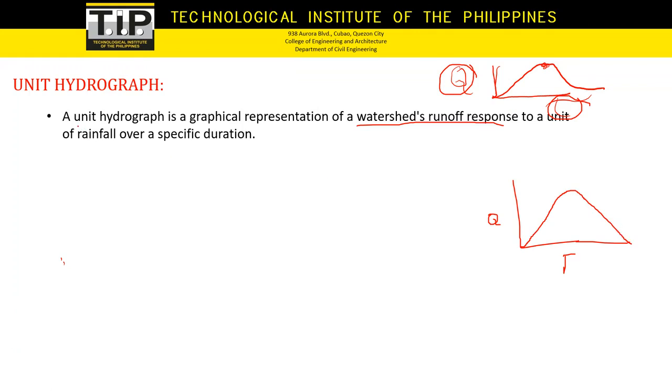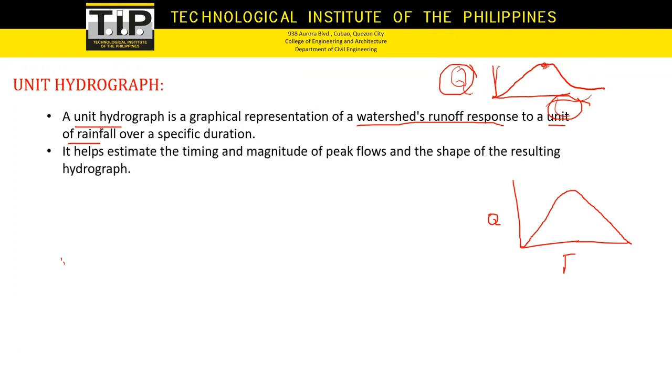Okay, so pag sinabi mong unit hydrograph, response siya ng rainfall based doon sa tinatawag nating unit rainfall, no? Pag sinabi mong unit rainfall, so most likely that would be 1 millimeter ng depth. So why is it important? It helps estimate the timing and the magnitude of peak flows and the shape of the resulting hydrograph.